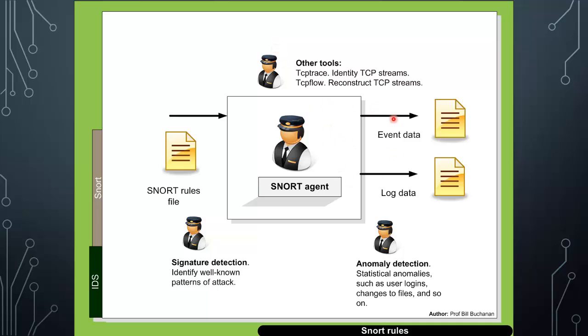And Snort will then read the rules and then create an event data and then also a log. So an event data could be that there's a denial of service attack ongoing, and then we could look at the log to see the detail of that intrusion. Other tools that we could use are TCP trace and TCP flow, which can actually play back and identify TCP streams.